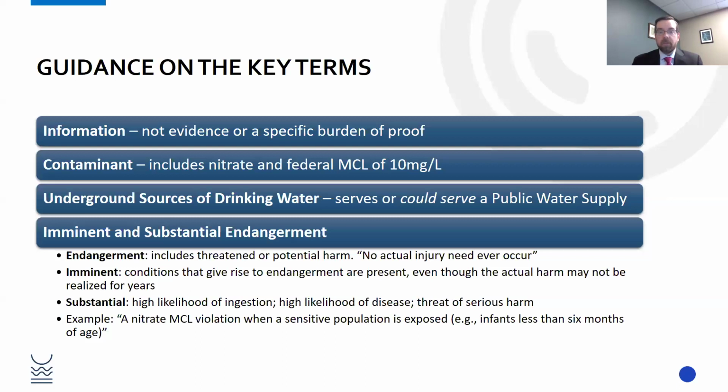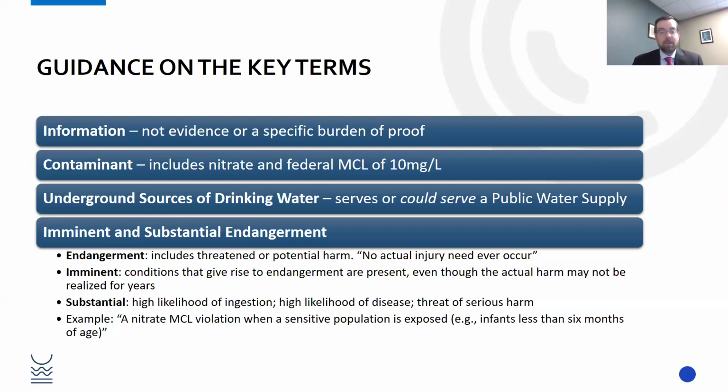So those terms I mentioned before have some specific meaning under EPA's guidance. First, the agency may act upon information that it receives about a problem. That is different from a specific burden of proof. It doesn't mean there has to be complete evidence. There just has to be enough information to show that there are problems that need to be addressed. This is a lower bar than you might see in a court case. It just means there's enough information for EPA to start getting involved.